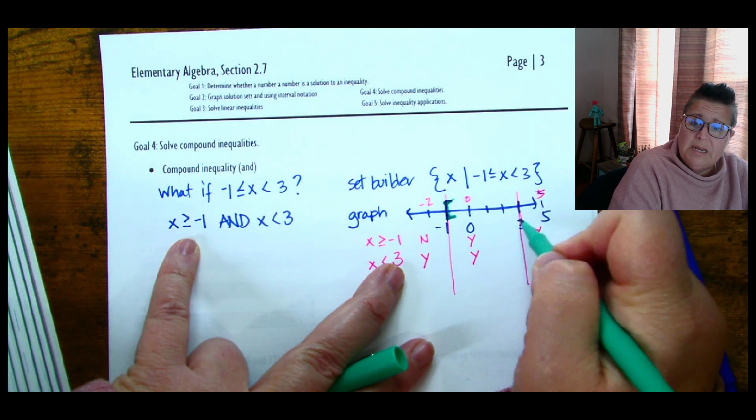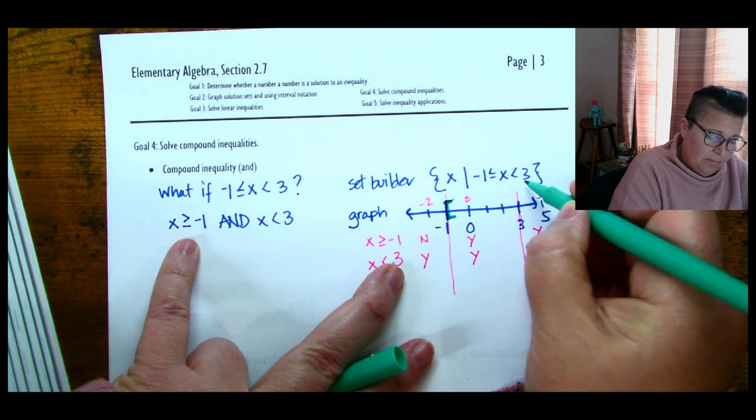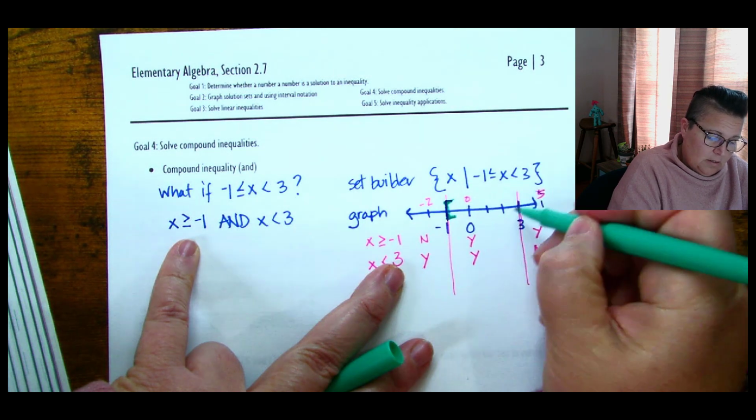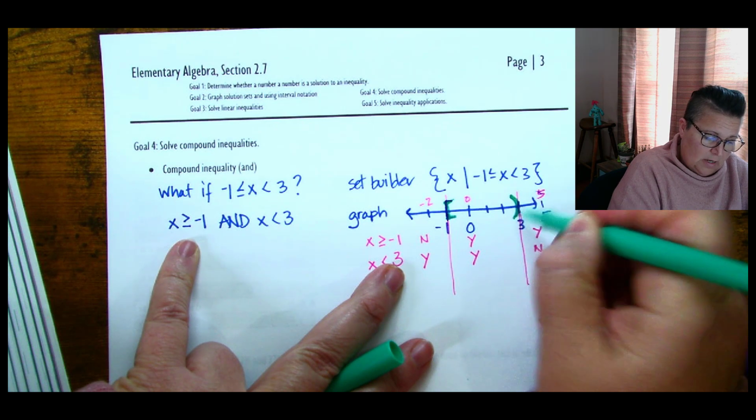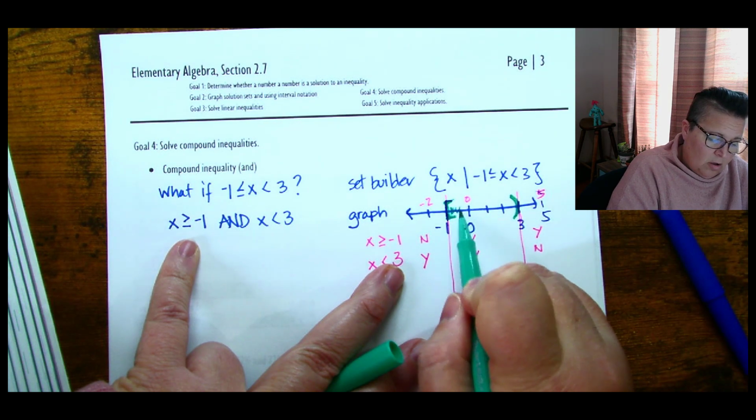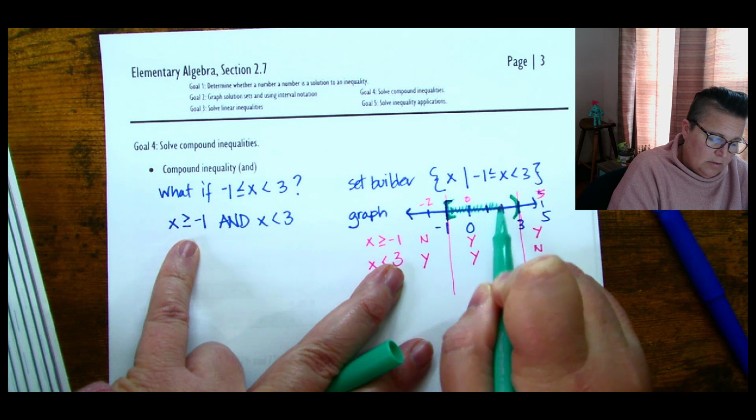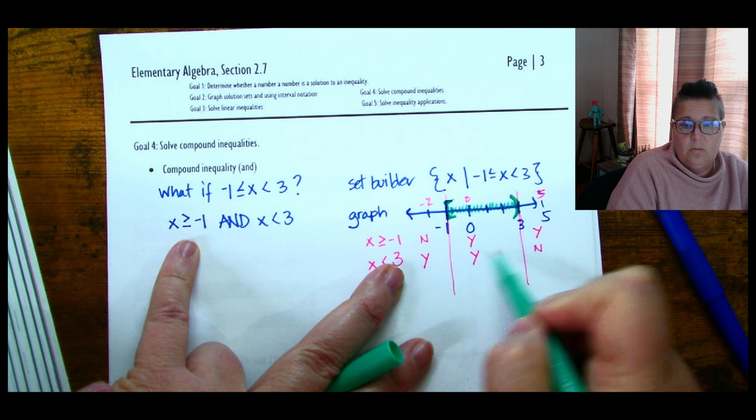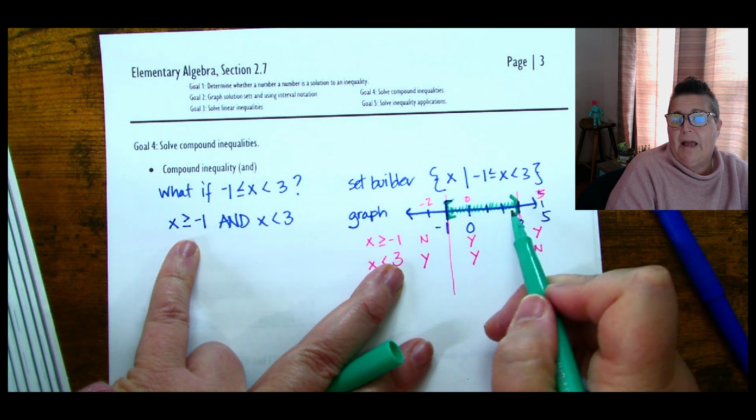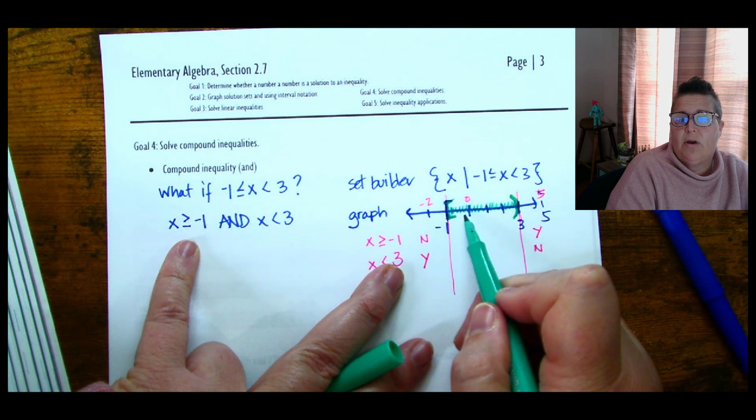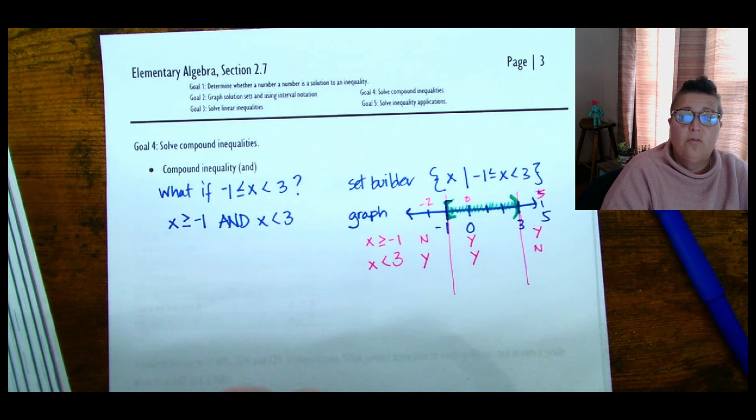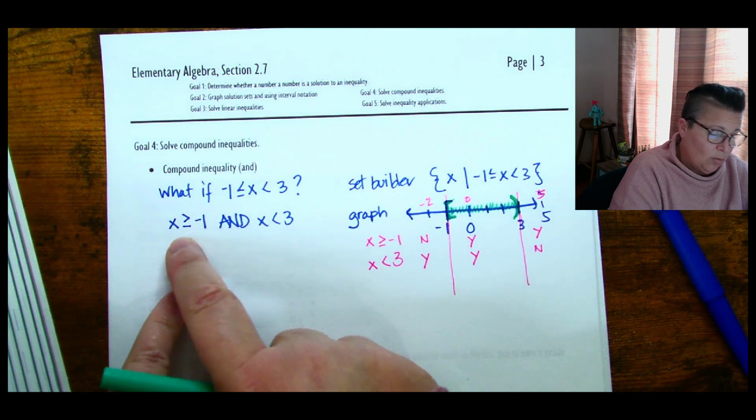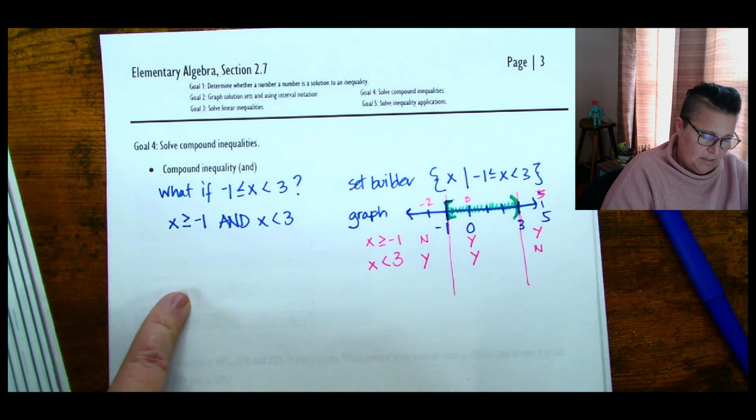And we know the 3 should be a rounded bracket. It can't be 3 exactly. So I'm going to use a rounded bracket, and I'm going to face the negative 1. And then all of these numbers in between will work. So on the graph, it will look like a square bracket, a rounded bracket, and everything in between, because of the greater than or equal to and the less than.